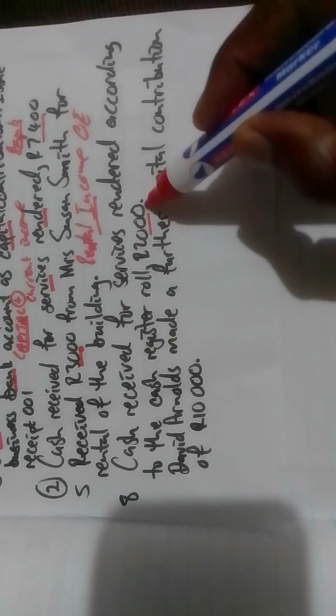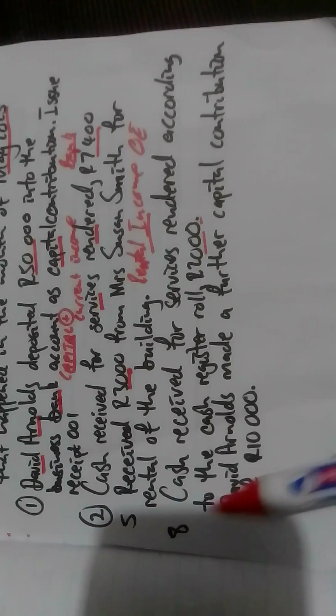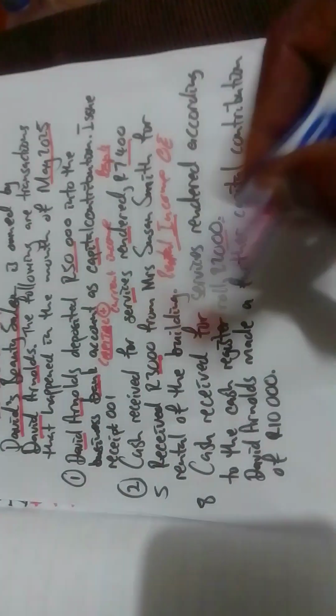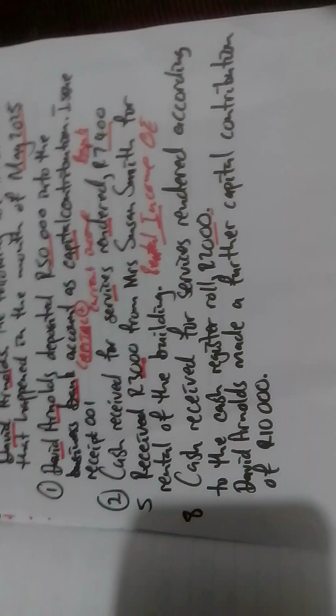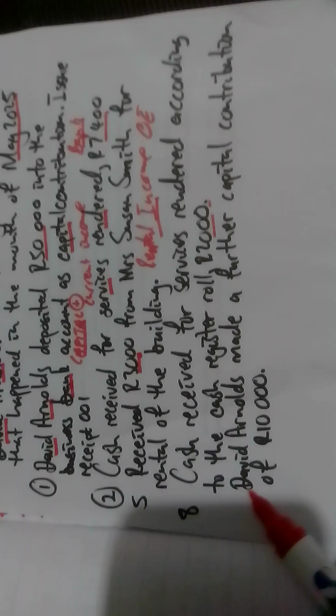Then we go to the 8th, where it is written cash received for services rendered according to the cash register row of 2,000 rands, right? So here on the 8th, we've got two transactions. Please observe that we've got two transactions, and for these you would need to wait for the third video that I'm going to make using these transactions. It's about how to record in the cash receipts journal. So you need to watch that video so that you know how to deal with transactions which happen on the same day.